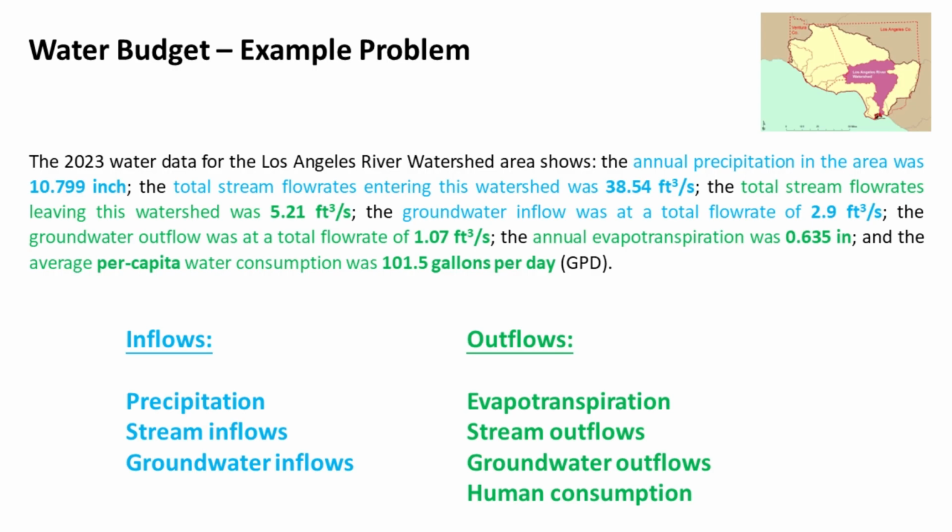In this particular problem, the inflows include precipitation, streams entering the watershed, and groundwater entering the watershed. The outflows include evapotranspiration, streams leaving the watershed, groundwater leaving the watershed, and human consumption. It is obvious that these inflows and outflows have used different units in the problem statement. Therefore, it is important to work on the unit conversions while listing these items.